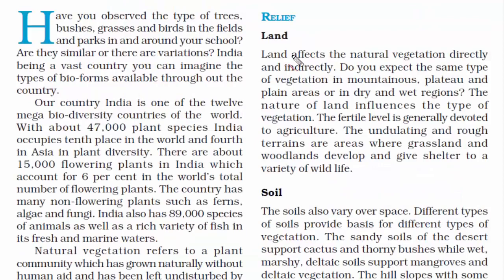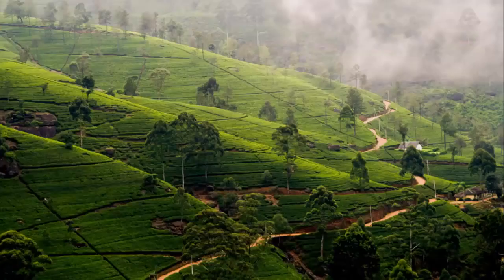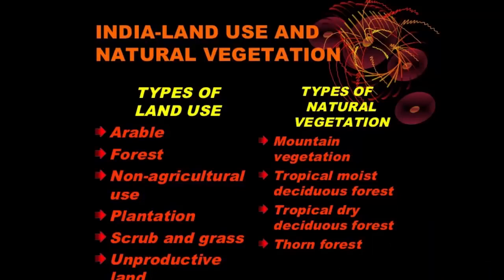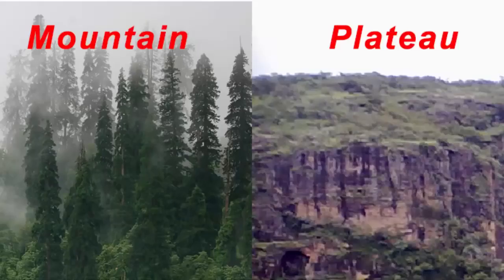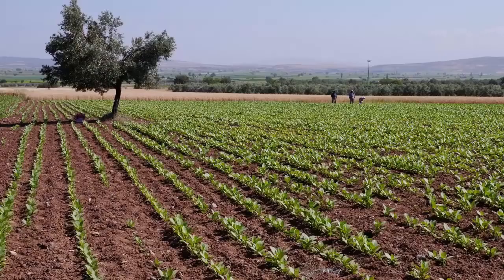We will divide the factors into two broad categories: relief and climate. Under relief, we have land and soil. Land has a direct and indirect effect on the natural vegetation. You will not find the same type of plants everywhere. For example, mountains and plateaus will have different kinds of trees. And if a land is fertile, we know that it is suitable for agriculture. I hope you get it as to how land has an effect on the vegetation cover.